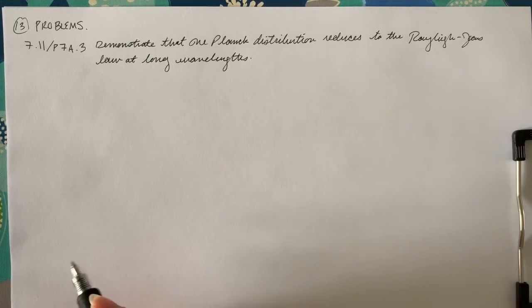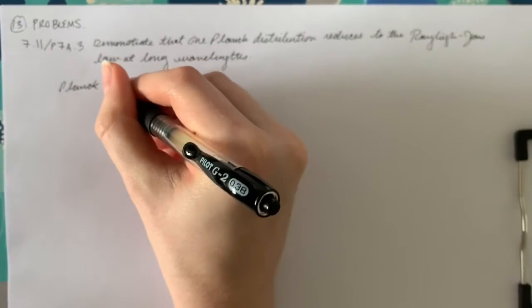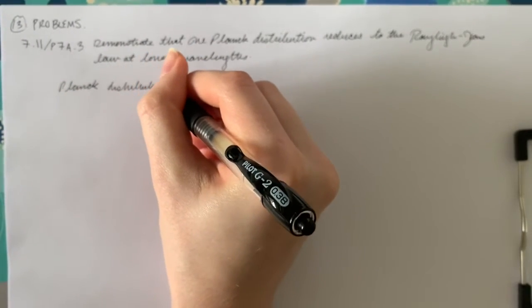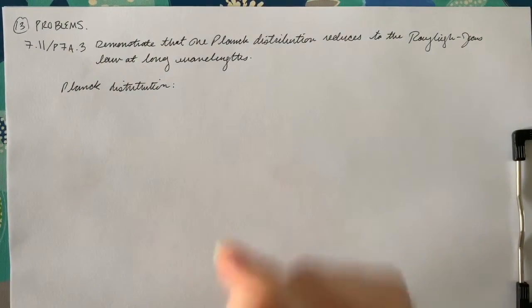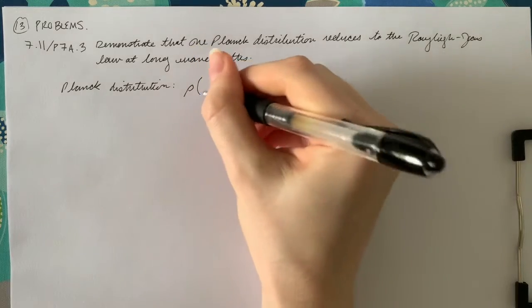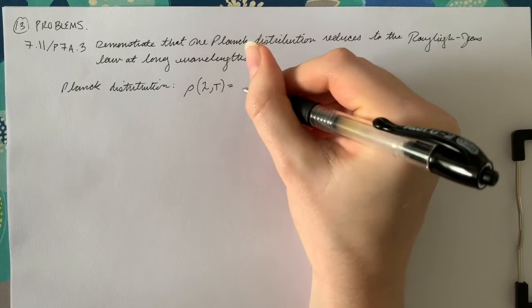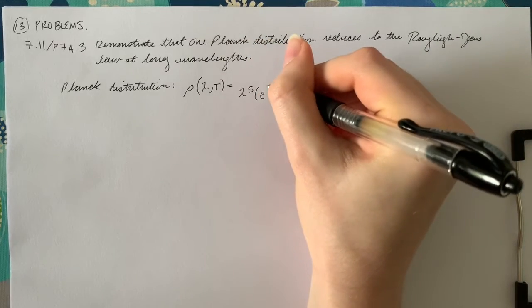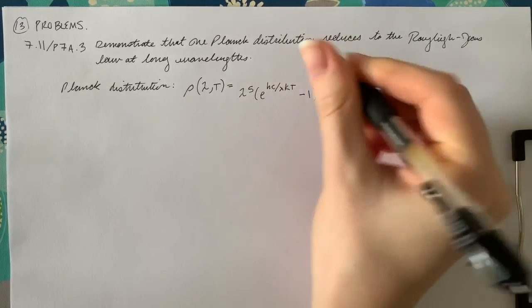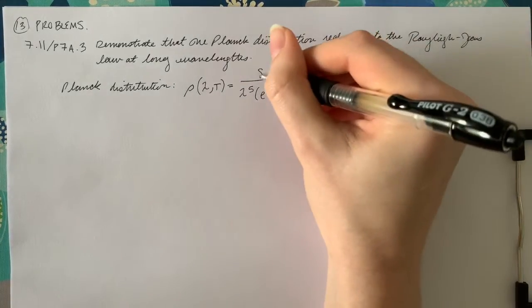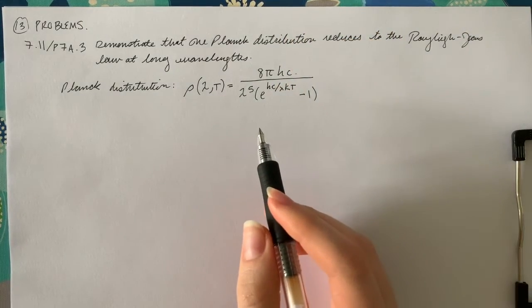So to recall, the Planck distribution is defined as energy density and all of this stuff. So this is the Planck distribution.